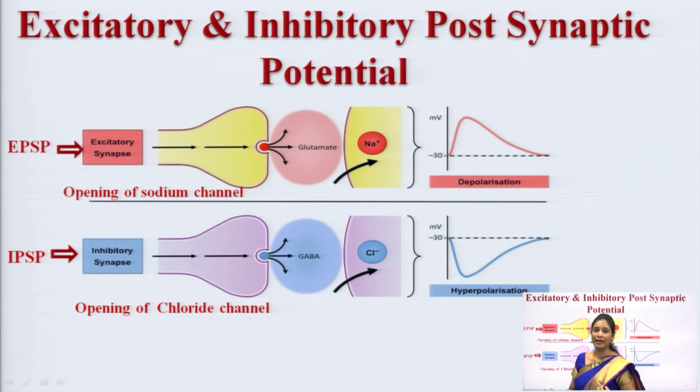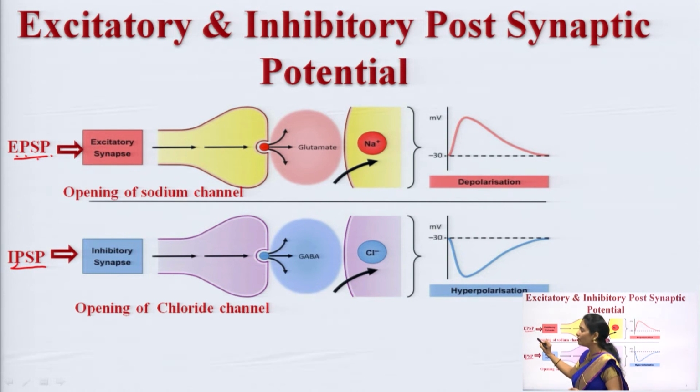So, now we will see the next one, excitatory and inhibitory postsynaptic potential. What is an excitatory postsynaptic potential and what is an inhibitory postsynaptic potential? Look here, EPSP and IPSP. Excitatory postsynaptic potential, which you can term as EPSP. EPSP is a short name for excitatory postsynaptic potential. And what about IPSP? IPSP represents inhibitory postsynaptic potential.